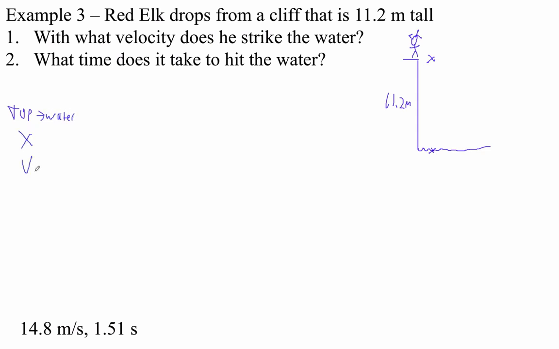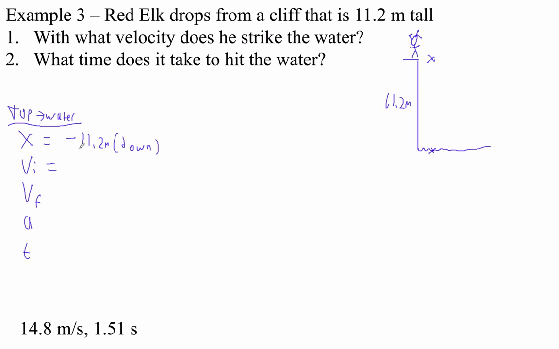X, VI, VF, A, and T. Okay. Now this is tricky, right? Our displacement is actually down 11.2, okay? So that negative is because it's down, right? That's meters. So don't forget the negative sign there, okay? Because you'll get in trouble if you don't put the negative sign.